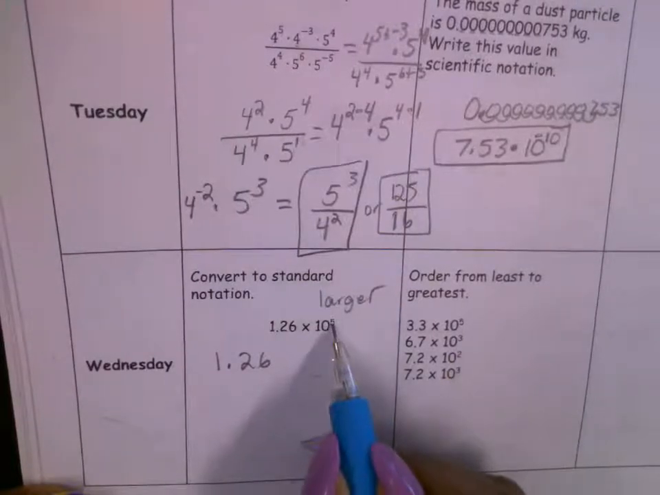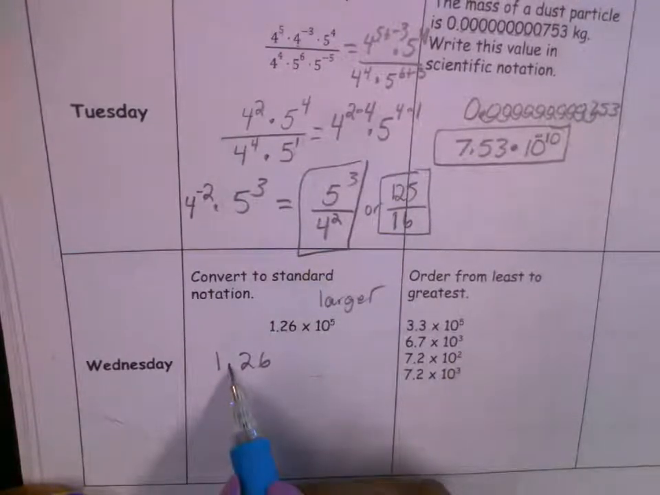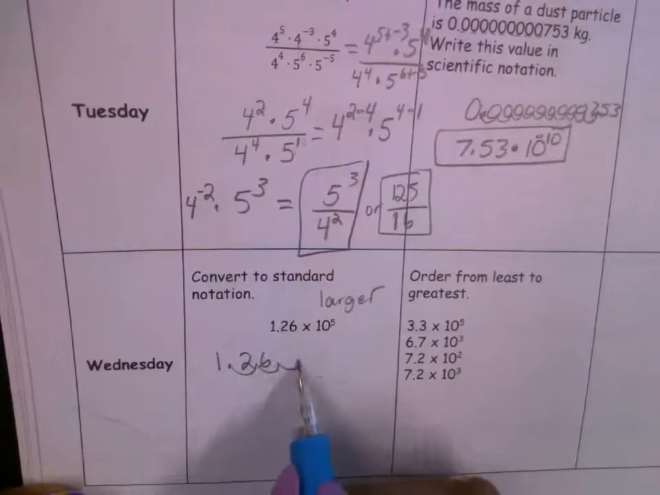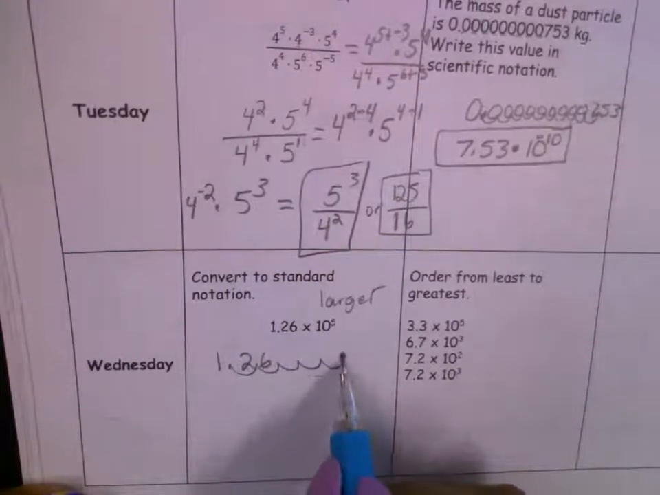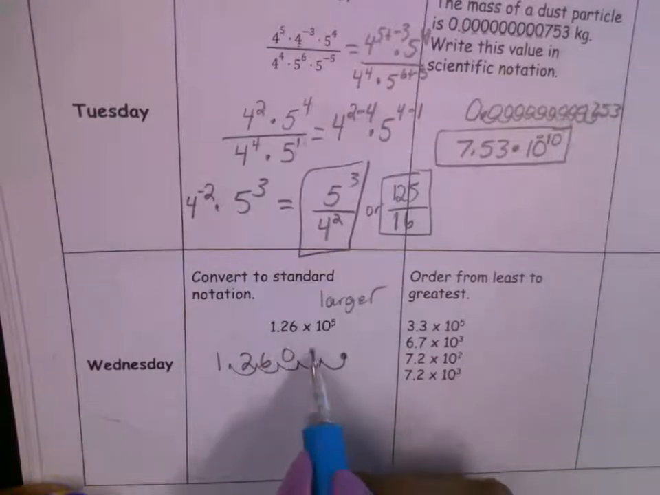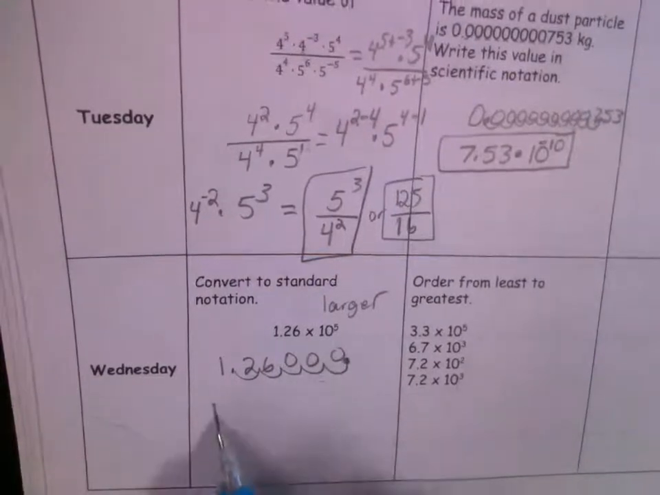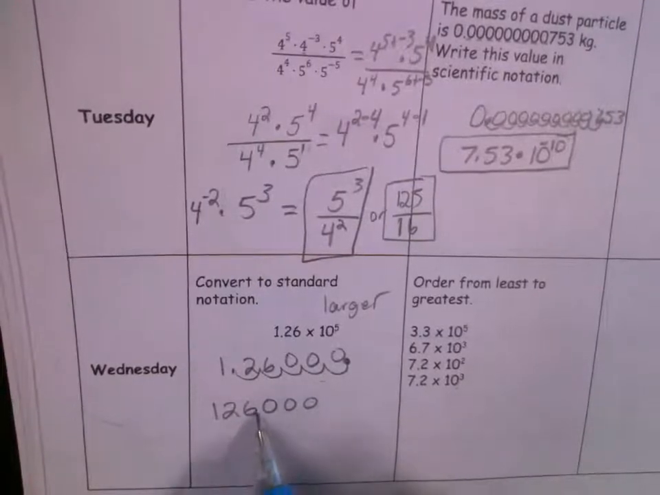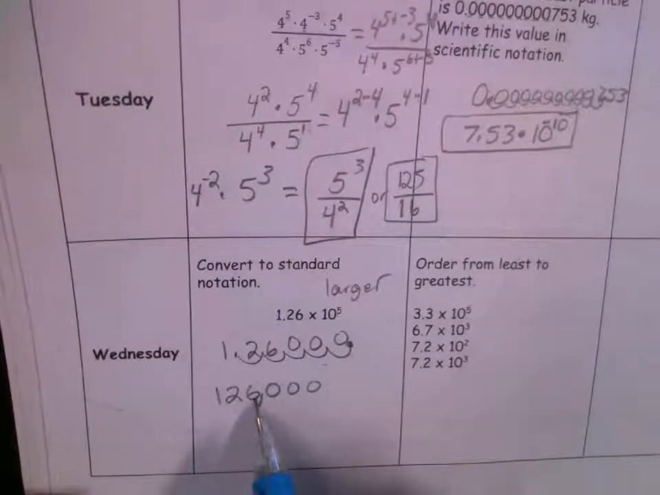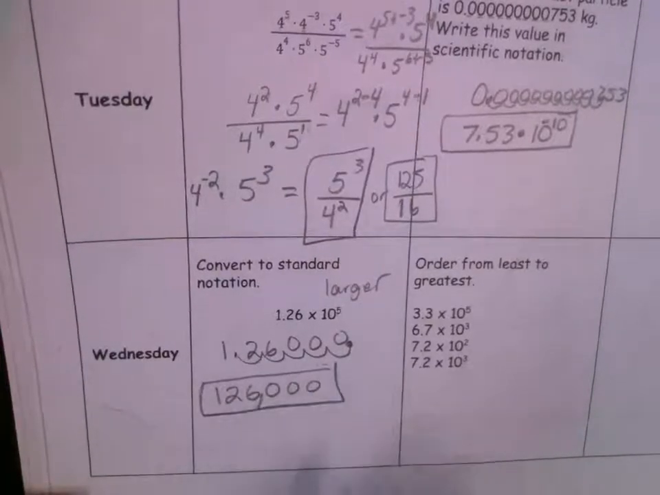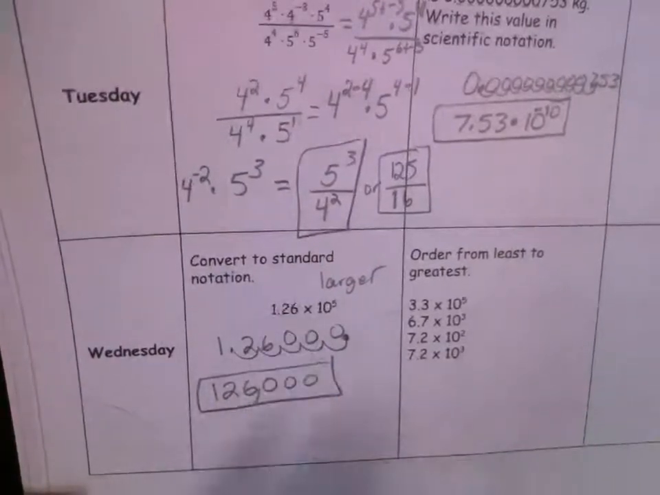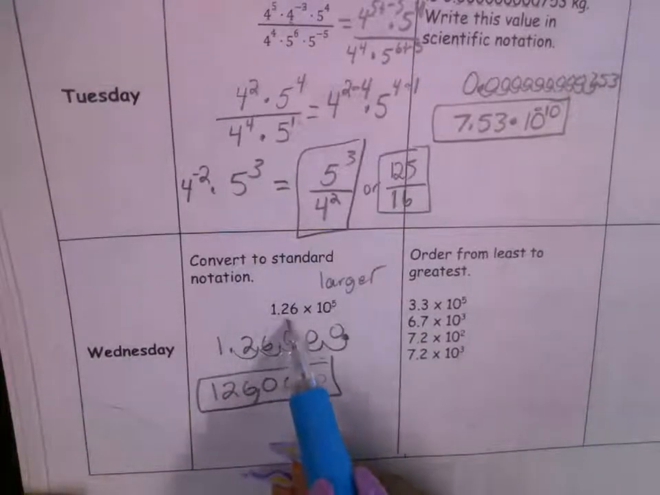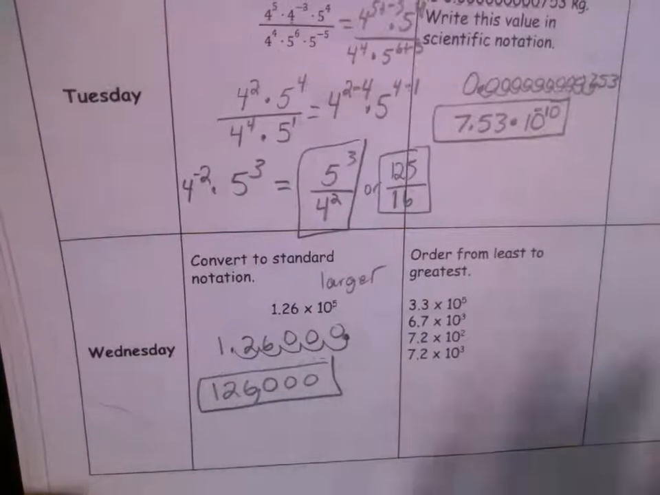In order for your number to get larger, you have to move this decimal to the right. So you're going to move it to the right 5 times. 1, 2, 3, 4, 5. And you're going to plug in zeros as placeholders. So this is going to be 1, 2, 6, and 3 zeros. So this is 126,000. This is our answer written in standard form, the original form of the number. This is scientific notation, this is standard form.